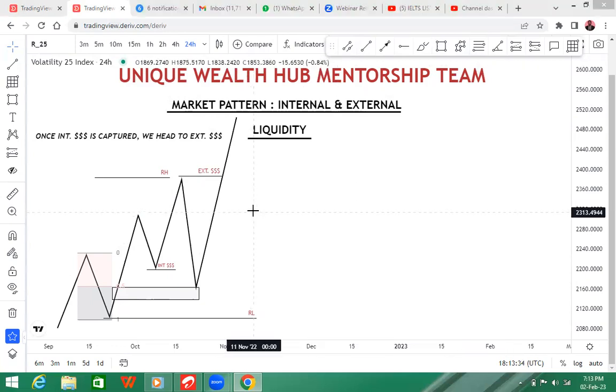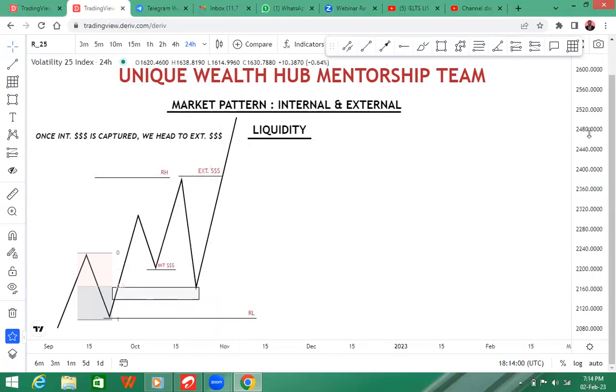That's how the market moves. So if we are bullish, the high is the external liquidity, while internal liquidity is always before the entry. Always before the entry. Internal liquidity is taken for entry, external liquidity is the target. So you have an entry here, you want to target the highs for your take profit.